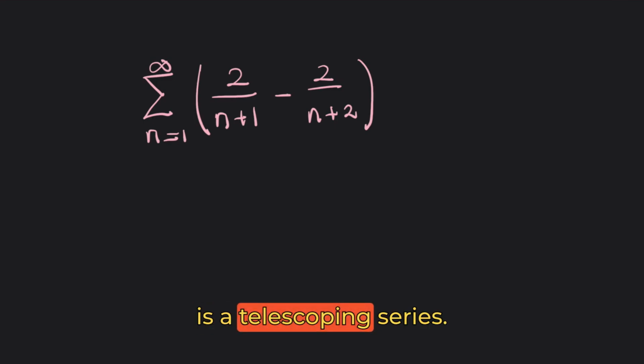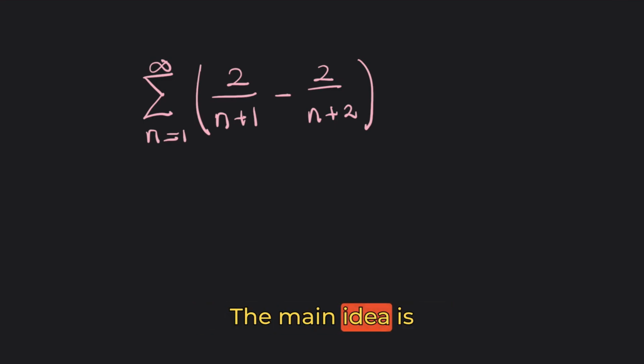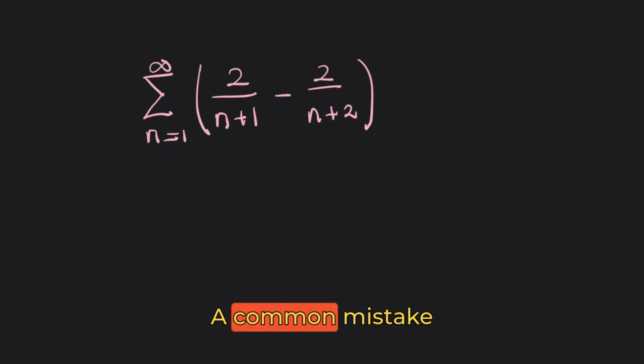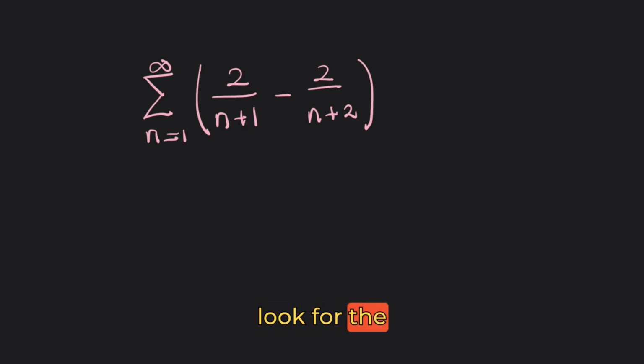This is a telescoping series. The main idea is very simple. We need to write out a few terms and watch what cancels. A common mistake is trying to add the fractions directly. Please do not do that. First, look for the pattern and then do the cancellation.